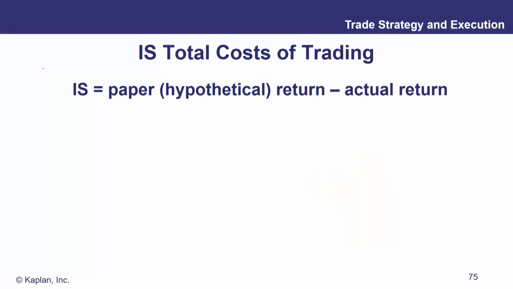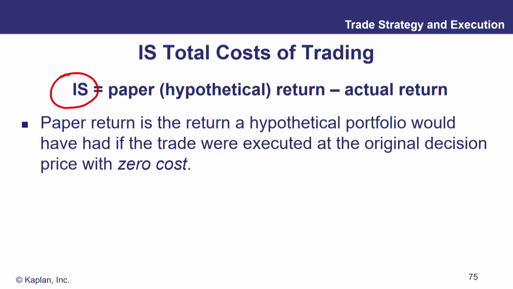Well, the first thing you're going to do is create a paper hypothetical return, and then you're going to compare that to what you actually got in your portfolio. So this hypothetical return is a paper return. Assume that all of your trade was executed at the original decision price that you saw with zero cost. Again, not realistic. This is as best as it can get.